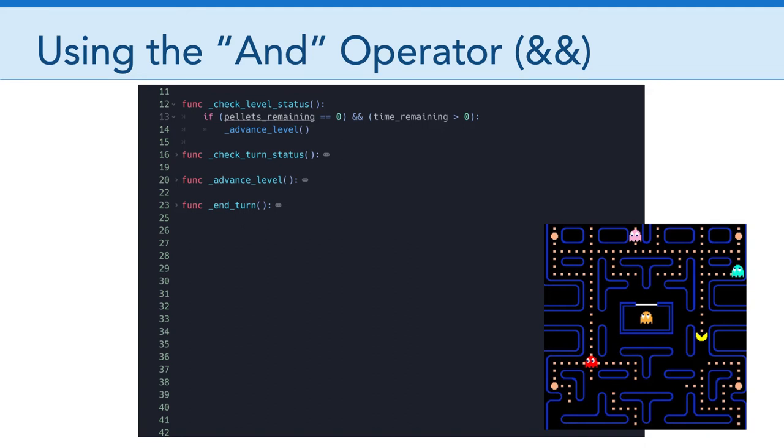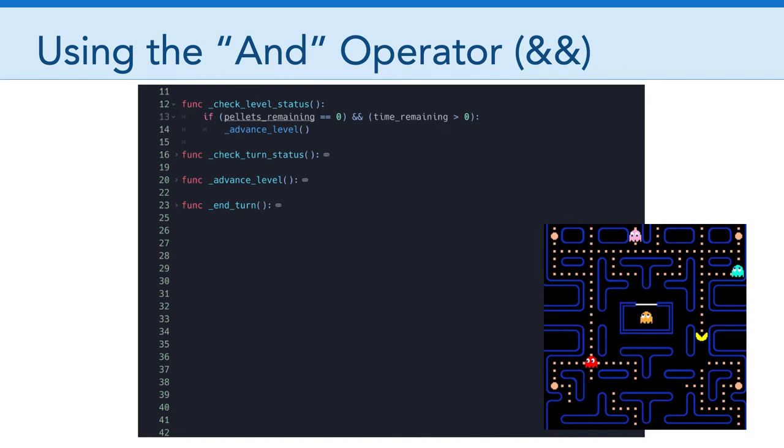Once Pac-Man eats all of the pellets, so there's 0 remaining, but there's still time left, that means the player has completed the level and should be allowed to advance the level. But the point is to look at how we're checking two conditions in one if statement. And oftentimes in games, we want to check, are both things true? And if they're both true, then do something.